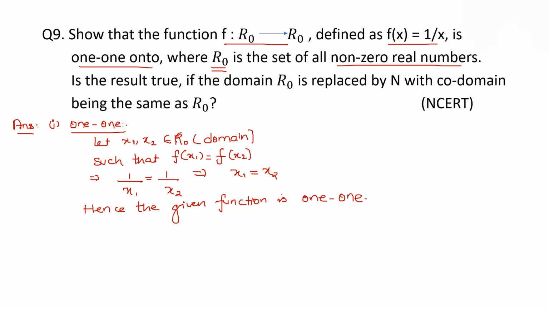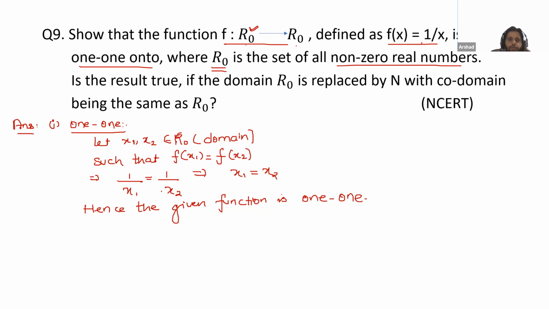Okay, Abdur. We have this function from R to R defined by f(x) = 1/x. We need to prove that this is one-one. So for that, we will assume two values from the first set. What is the first set? Non-zero real numbers. So x1, x2 belong to R naught, that's the domain, such that f(x1) is equal to f(x2), and we get 1/x1 is equal to 1/x2.